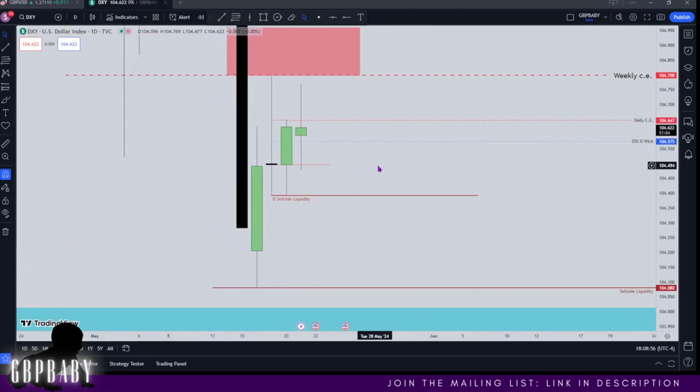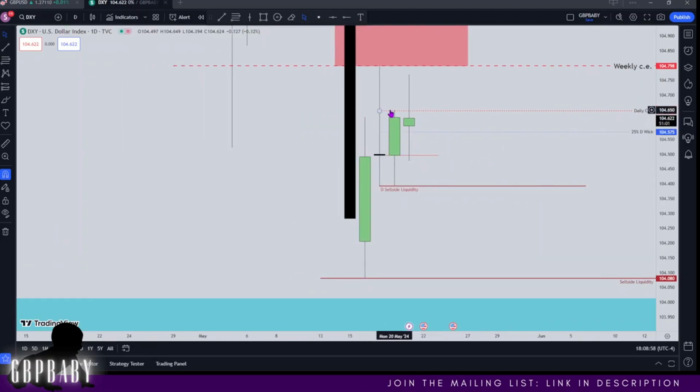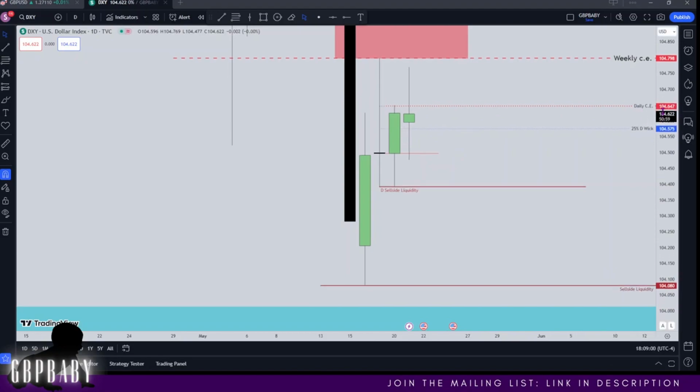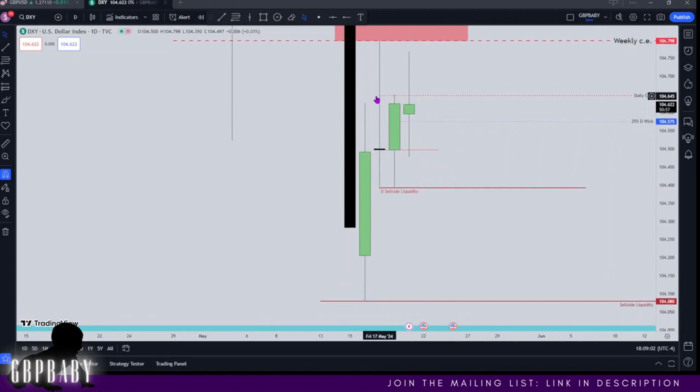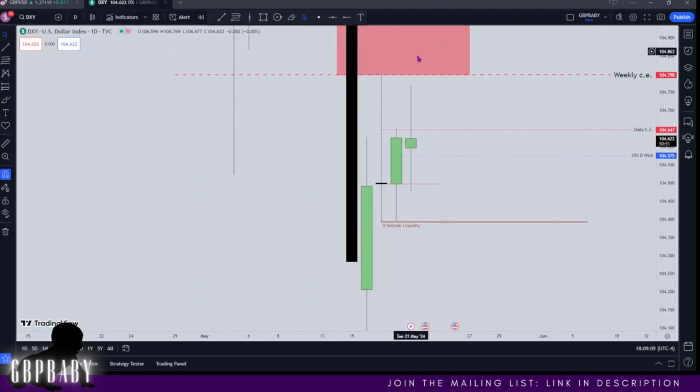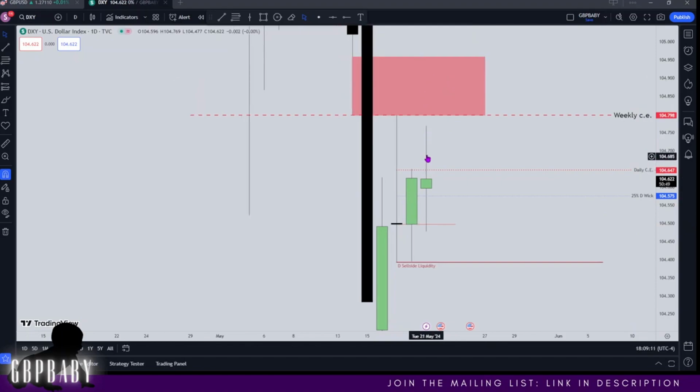One thing I do want to bring our attention to is this daily consequent encroachment. So if you remember the past 2 days now, I've been talking about this consequent encroachment and saying how the fact that we traded into it on Monday said to me that I want to see, can we reach up into this weekly fair value gap? And you see we just about failed to do that, which is showing a level of weakness to me on dollar.